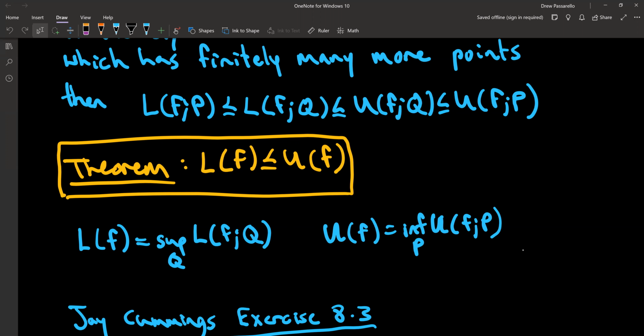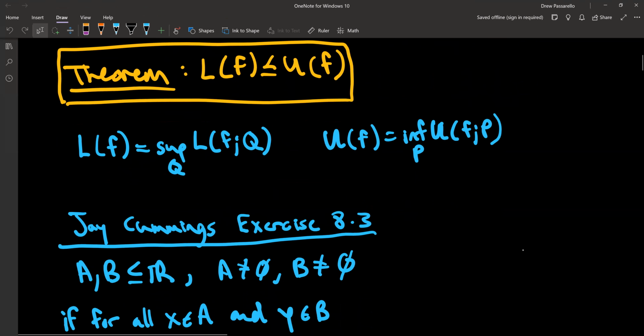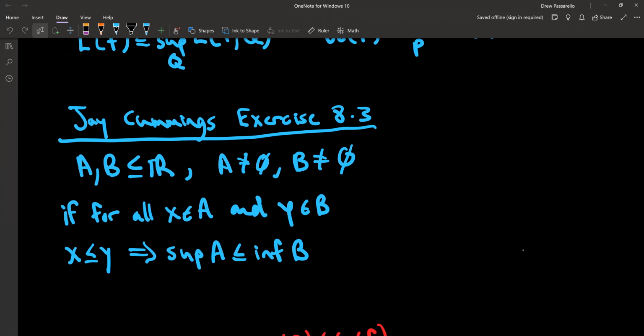To prove this theorem, we're going to use J. Cummings exercise 8.3, which states that if you have two non-empty subsets of real numbers, A and B, and for all x in A and y in B, x is less than or equal to y, then the supremum of A is less than or equal to the infimum of B. That's going to be applied in this proof.